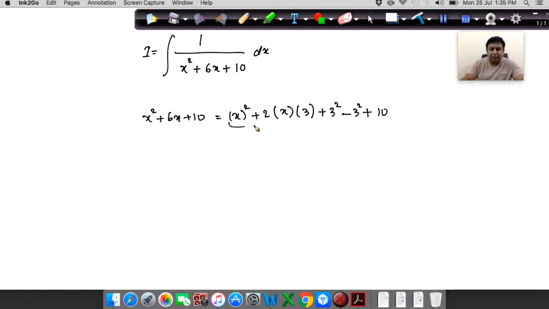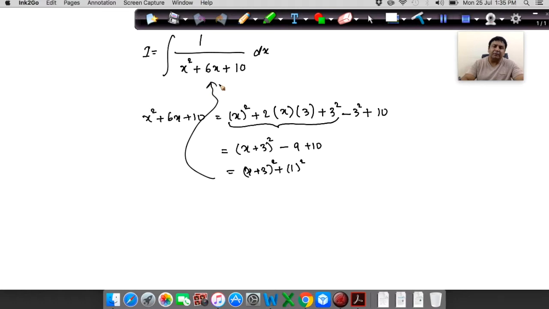Now you see this much is your (x + 3) whole square, because it's a square plus 2ab plus b square, minus 3 square, that is 9, plus 10. So minus 9 plus 10, that's (x + 3) whole square plus 1, which you can write as 1 square. So this now changes to this.